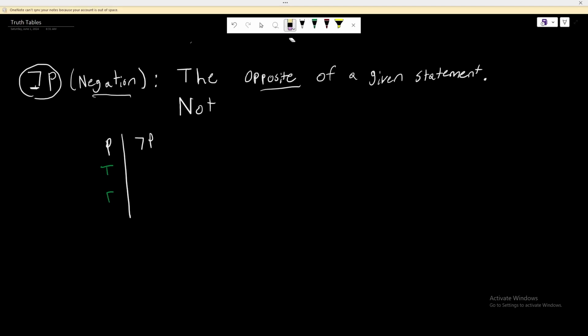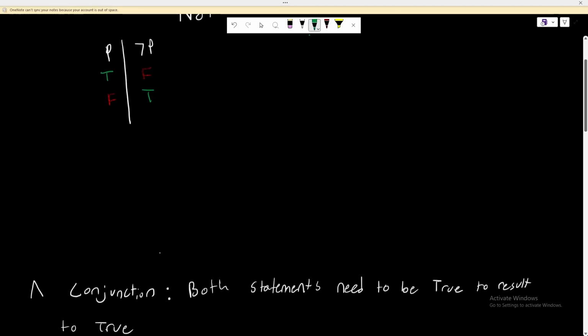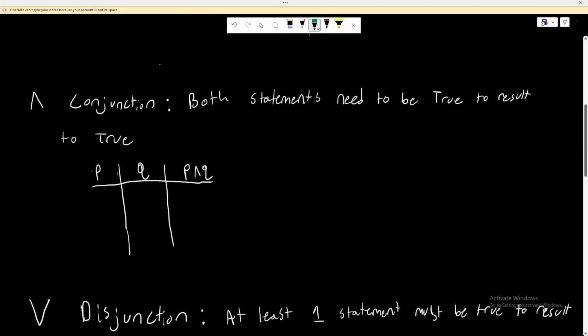So a statement can be either true or false, and we only have one, so that's why we have two. And basically the result of it would be the opposite, as we've said. So the opposite of true would be false, and the opposite of false would result to true. And then we'll go on to the next operator.